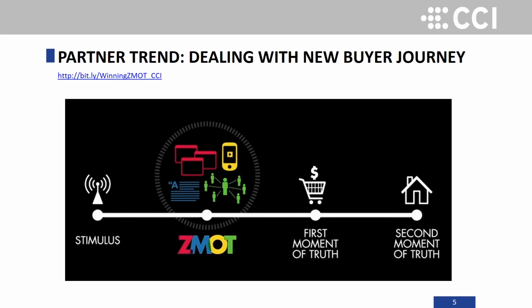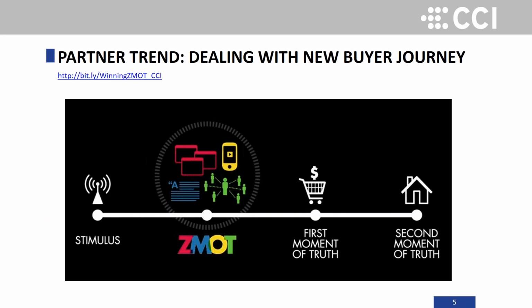This is a pretty interesting slide. There's a link here to a really nice Google video on zero moment of truth, and that's really talking about how 60 to 80% of the decision has already been made before someone engages with a salesperson, and it's really hitting our channel partners hard. It's flipping a lot of their worlds upside down.